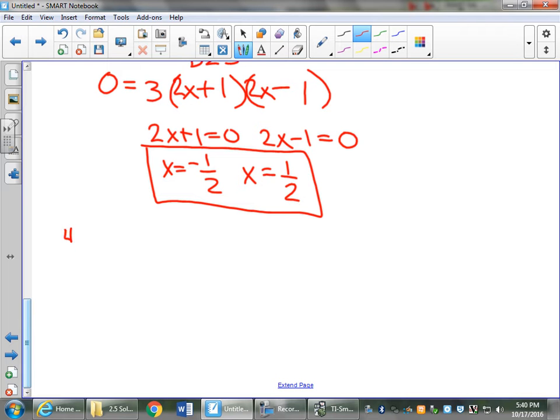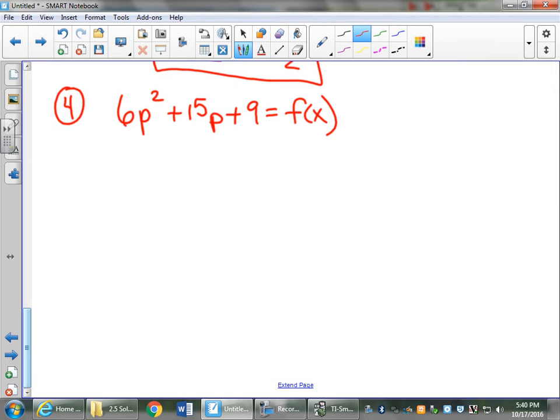All right, fourth one. 6p squared plus 15p plus 9 equals f of x. All right. Anytime I give it to you in function form with the f of x or the y variable, and you're trying to solve, you have to sub in 0. Because it's in function form, I could refer to these solutions as the zeros.